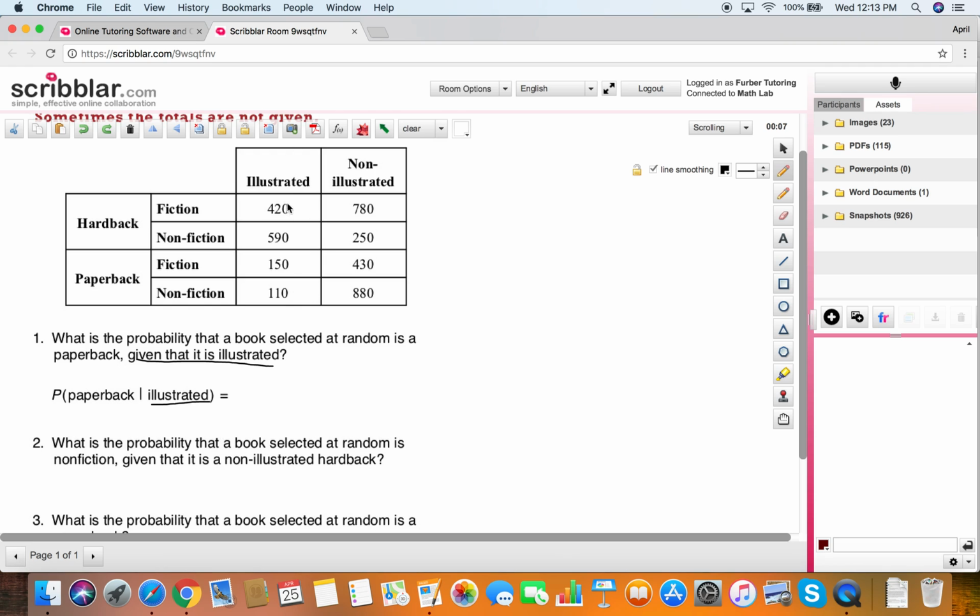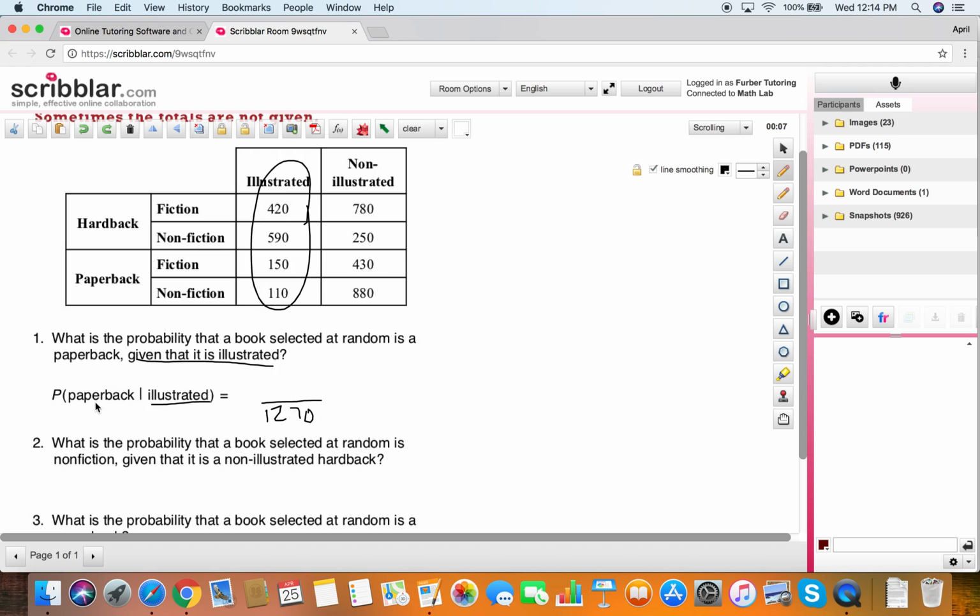Okay. In the illustrated column, there are 420 hardbacks, 590 hardbacks that are nonfiction, 150 paperbacks that are fiction, and 110 paperbacks that are nonfiction, all in the illustrated category. So first thing I'm going to have to do is come up with the total number of illustrated books. So that's going to come from adding this column, 420 plus 590 plus 150 plus 110. So when you add those columns up, you're going to get for an answer 1,270. So that is going to be my denominator of this one.